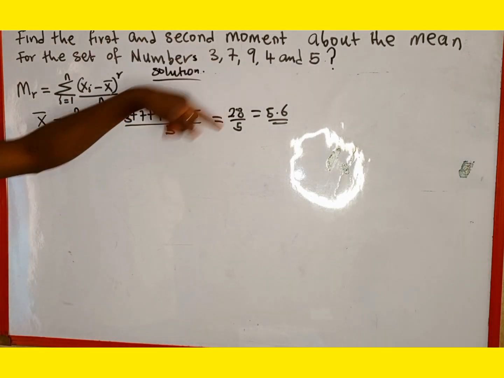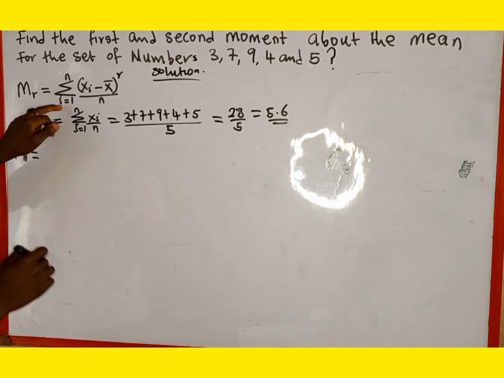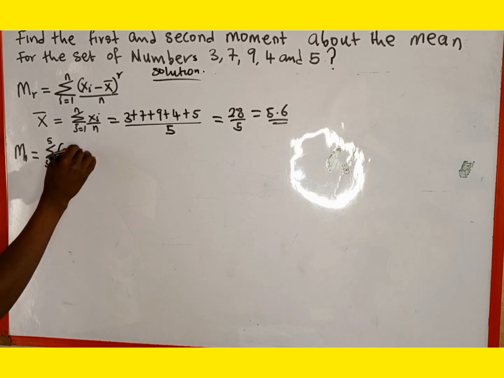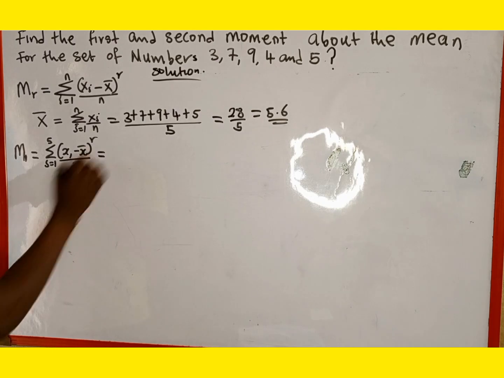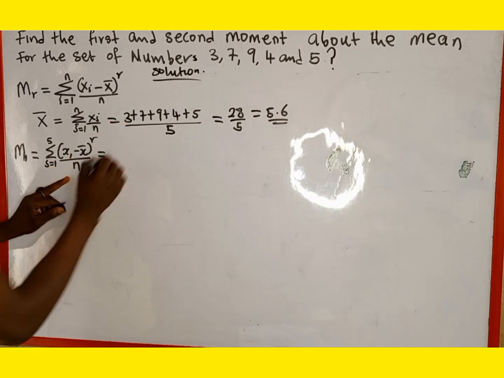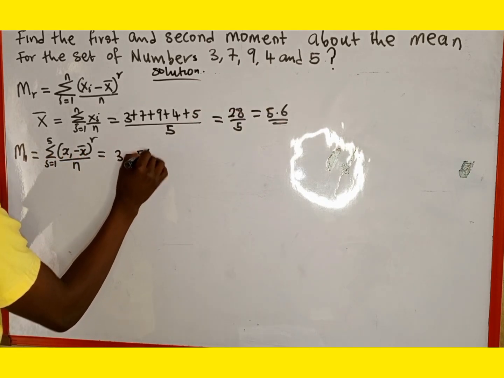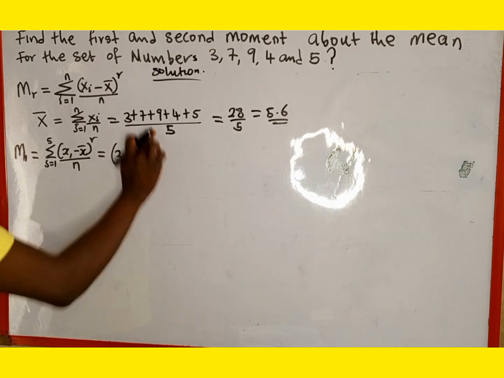The first moment about the mean is represented as m subscript 1, which is equal to the summation, as i ranges from 1 to 5, of xi minus x bar, to the power of r, all over n, which is equal to what? Our first x is 3 minus x bar, and x bar is 5.6. Close bracket. Remember, this is the first moment, so it's raised to the power of 1, or you can just leave it like this. It's still the same thing.